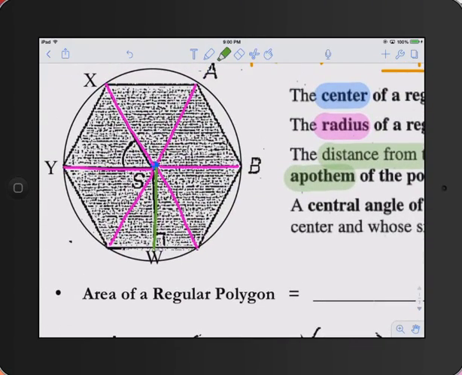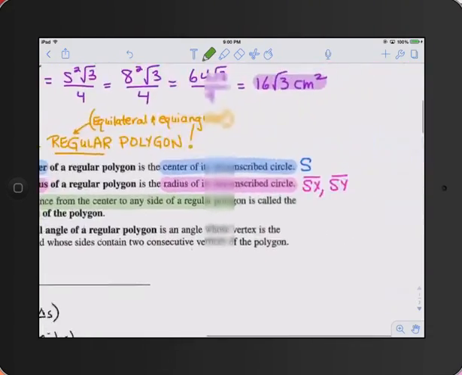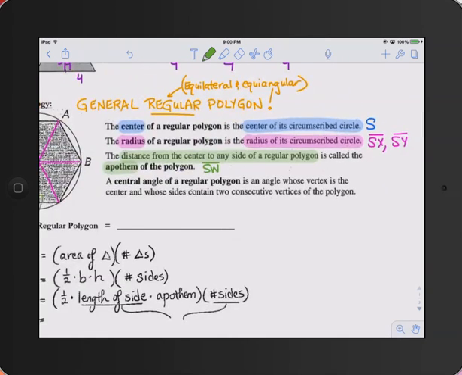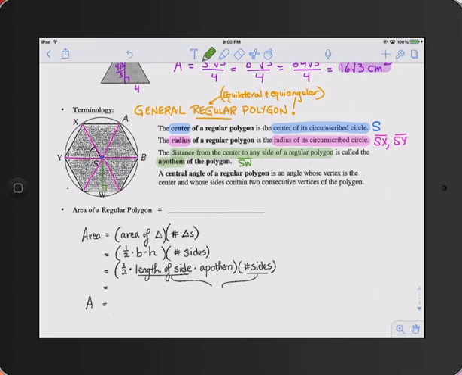So what does that really represent? Well, it's the altitude of one of those triangles. So the apothems would be all the segments that are perpendicular from the center to a side of the polygon. Again, it's an altitude of each of those triangles. I'm just going to leave that first apothem there that's drawn. In this picture, segment SW is an apothem, and there would be 6 apothems in this one because there are 6 sides to draw a segment perpendicular to from the center.